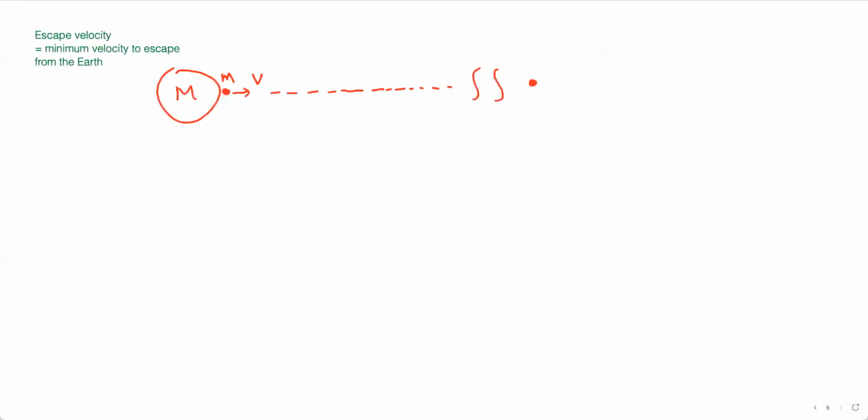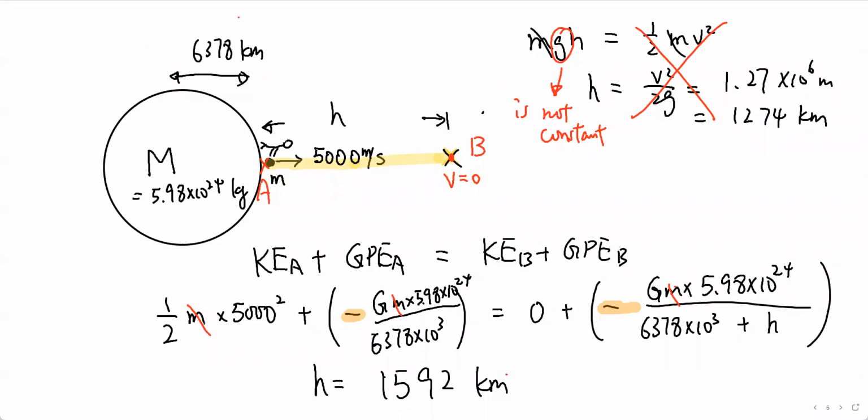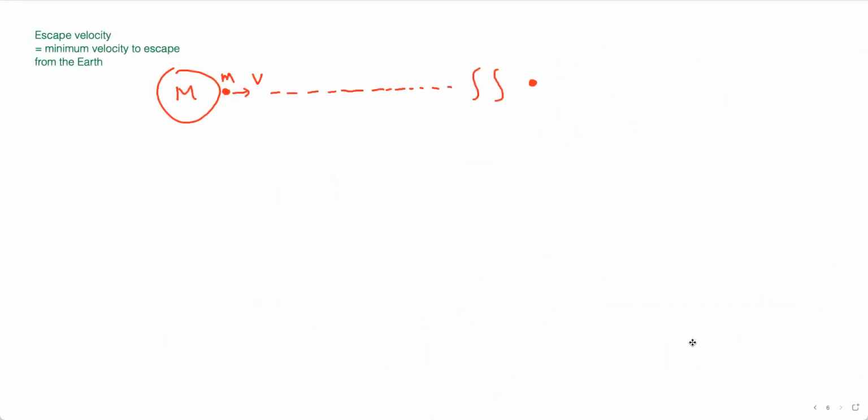So this is a minimum speed to escape from the Earth. Escape from the Earth, that means it will never come back. No, we're now talking about the objects moving around, moving in a circle around the Earth.